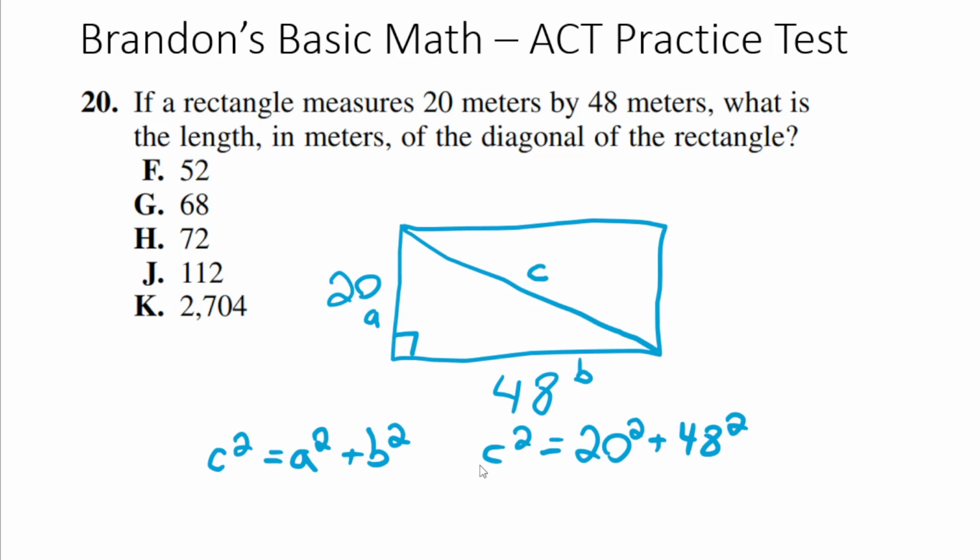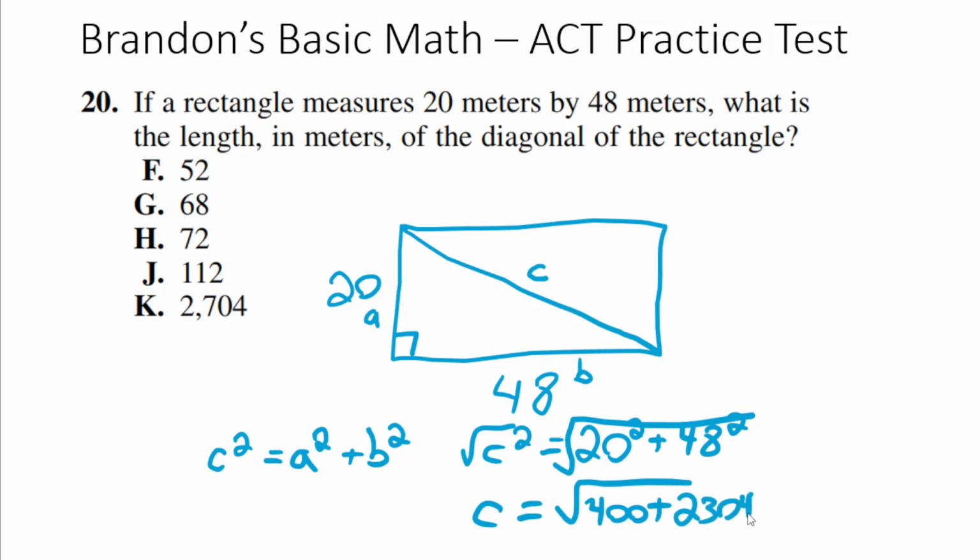So with that, we can take the square root of both sides to solve for C. Kind of covered up the numbers there, but that's okay. So C is going to be equal to the square root of 400 plus 2304. And then when you plug that in your calculator, you're going to get C is equal to 52. And that's going to be answer choice F.